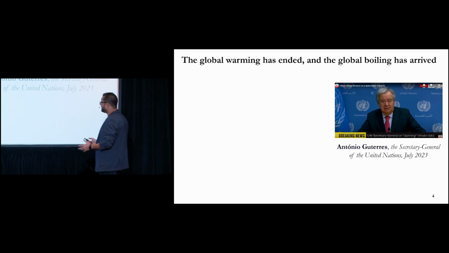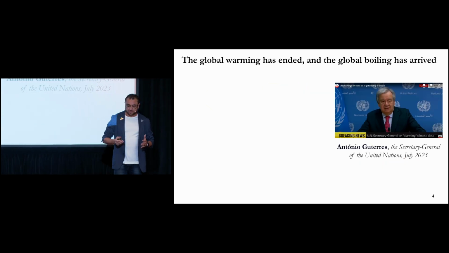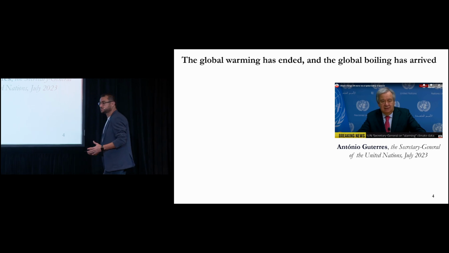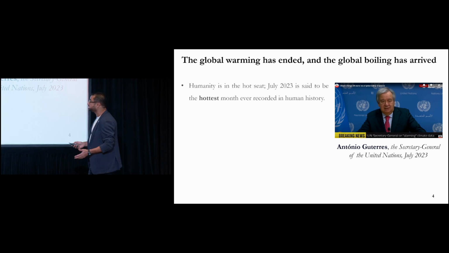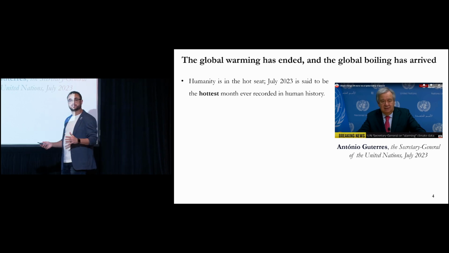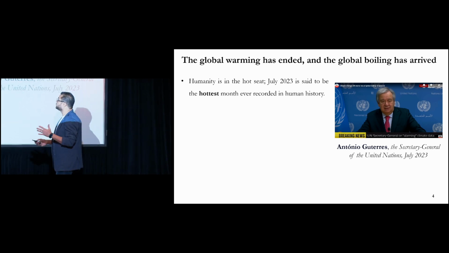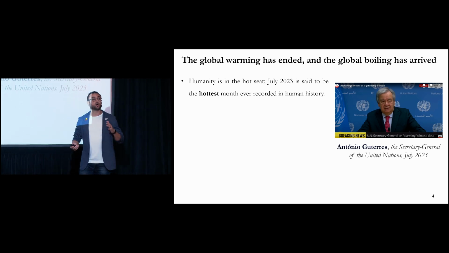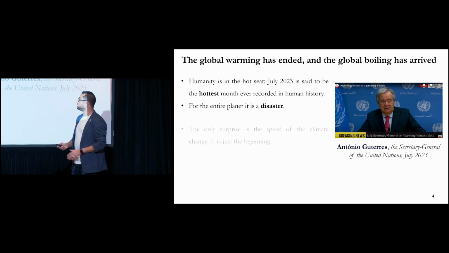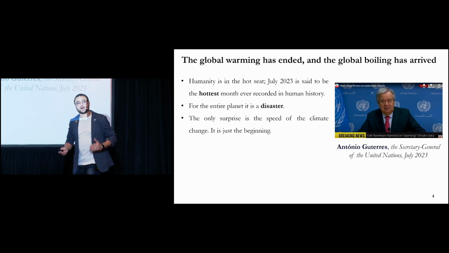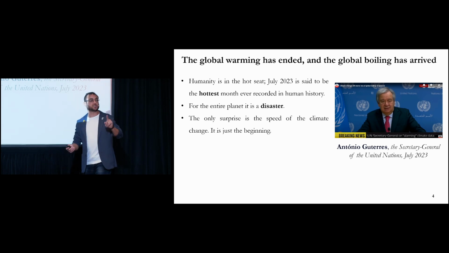I would like to echo what Antonio Guterres mentioned less than a year ago, when he said that global warming has ended, but global boiling has started, which is really not good news, because we already booked our hot seat, as July 2023 was the hottest month ever recorded, and the entire planet is a disaster. The only surprise is how fast we are moving in climate change. And again, it is just the beginning.